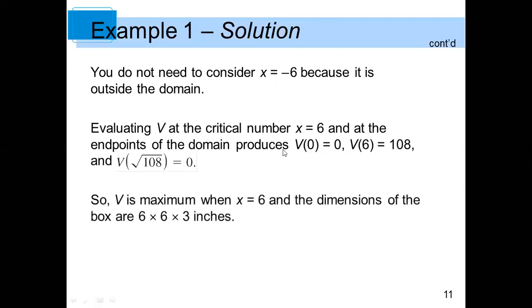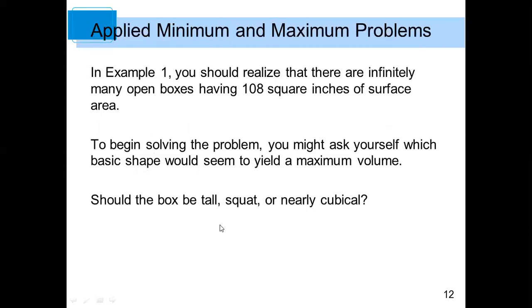So V is a max when x equals 6, and the dimensions of the box are 6 by 6 by 3 inches. And you can get that by substituting 6 back into the original surface area equation and getting the height, and you would get that it's 3.